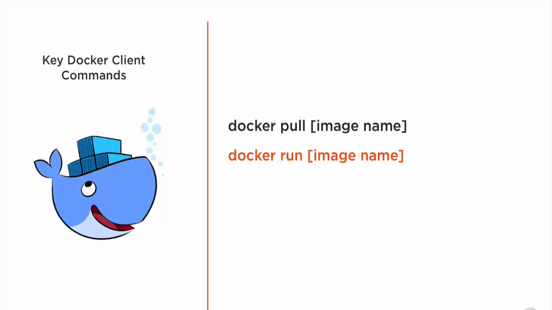Once we have an image, we can run it. We can use docker run to do that. We simply say docker run and then give it the name of the image that we want to run.